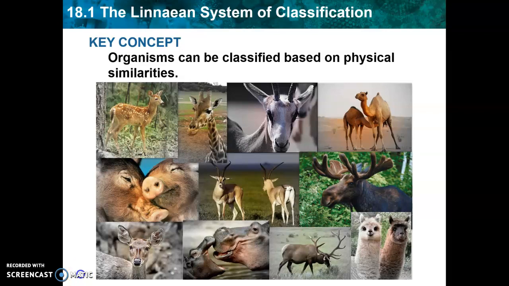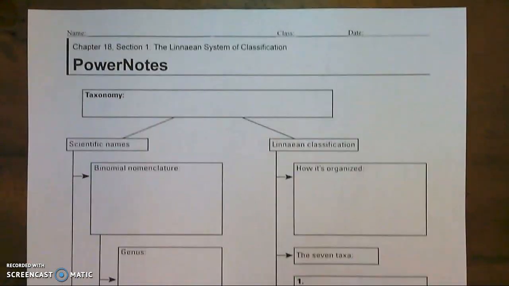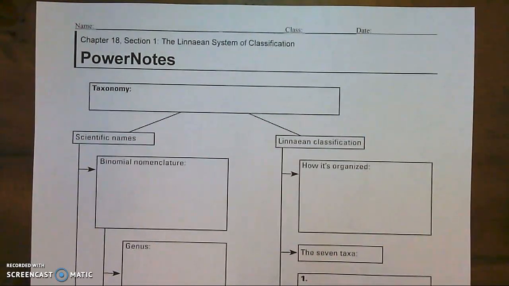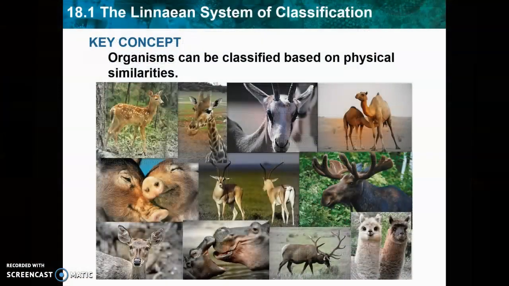Today we're going to learn about the Linnaean system of classification, in which we classify organisms based on their physical similarities. So before we get started, make sure you have a copy of your Power Notes sheet and follow along as we go. Feel free to pause the video as needed to take notes on your sheet.